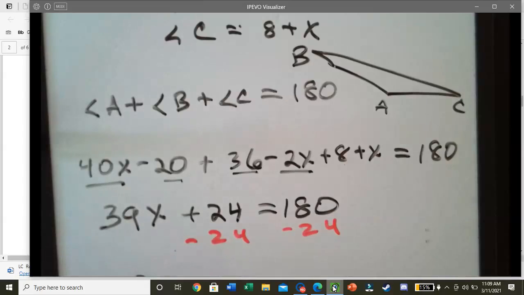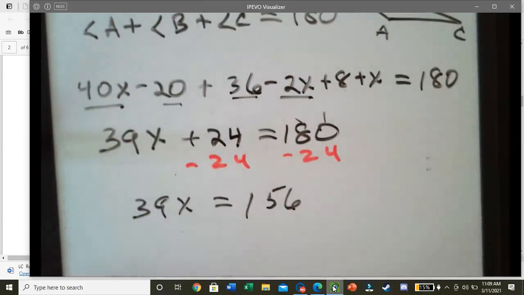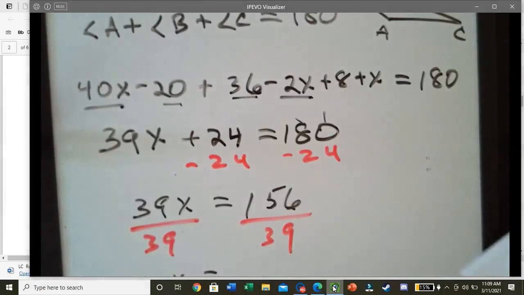And we get 39x equals 180, right? Minus 24, so that'll be 6. 7 minus 2 is 5. So we get 156. All right? And then we divide by 39. Divide by 39. Okay? And so we get x equals, let's see if I can, probably should have that line. So we get x equal to 4. Thank you. We get x equal to 4.